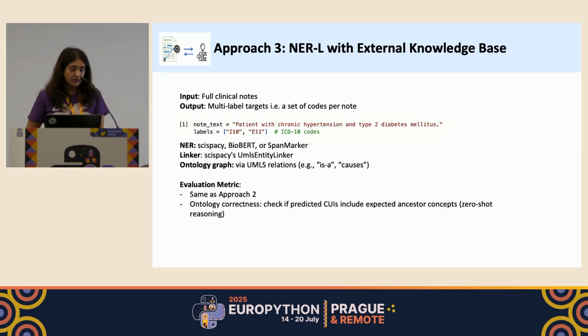Now coming to the evaluation metrics, since this is an extension of approach 2, more or less the same evaluation metrics can be used. However, you can also check for ontology correctness, which is basically to check if the predicted CUIs include expected ancestor concepts. So ancestor here means parent and child. This really helps with understanding if your system is capable of reasoning for zero-shot codes and entities or not.